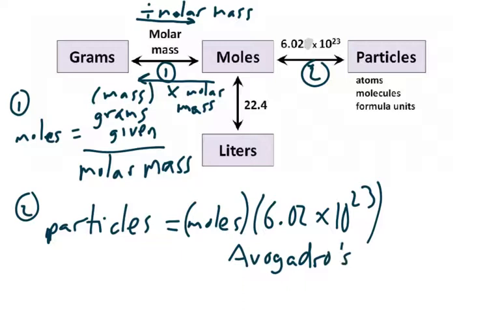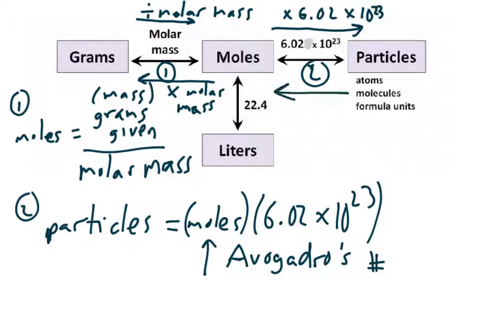And if you want to go from moles to particles, all you do is plug the number in here, and according to the formula, you just simply multiply by Avogadro's number, which is 6.02 times 10 to the 23rd. And if we are going backwards, we're going to divide by Avogadro's number, again, by 6.02 times 10 to the 23rd.